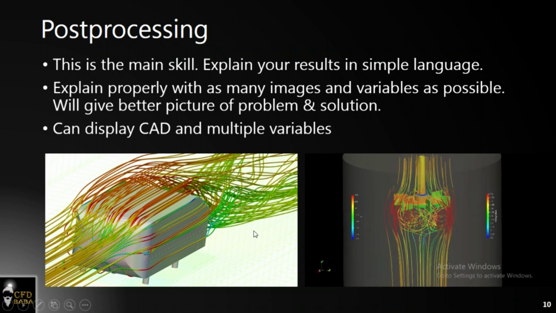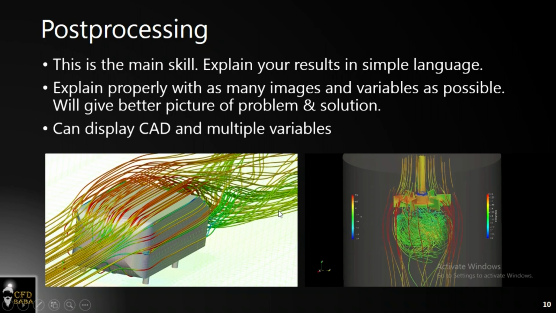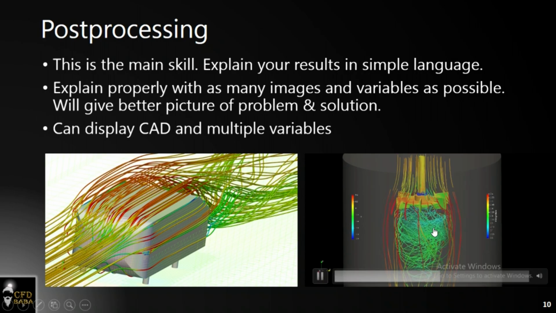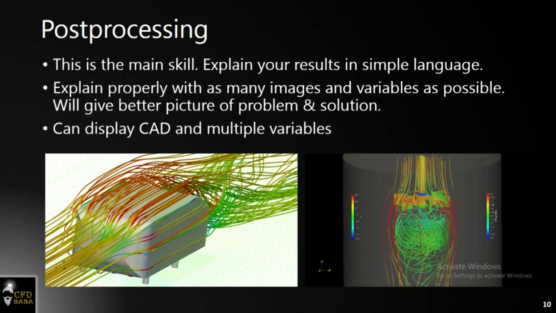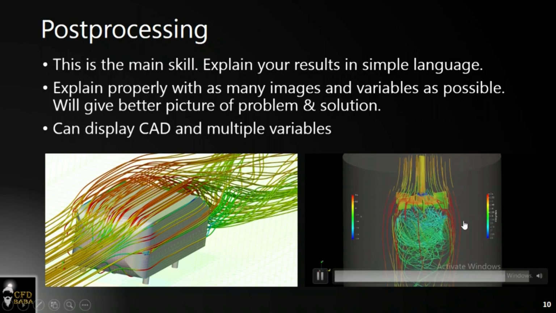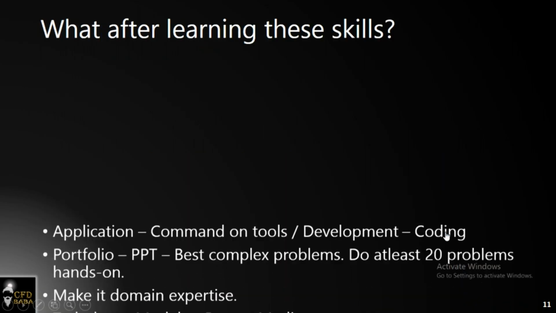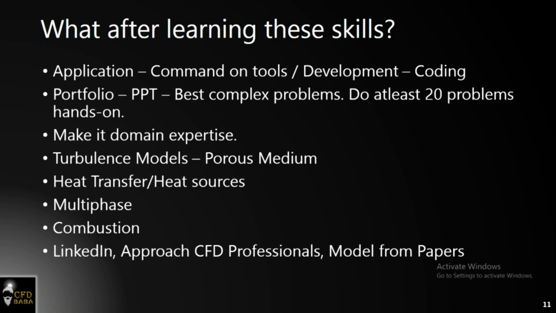So it is showing 4 things in a single image. Even in this video here, I am showing the walls of the Pelton. This is Pelton turbine. Walls of Pelton turbine are pressure colored. There is velocity streamline and geometry is also seen. It was dynamic meshing.